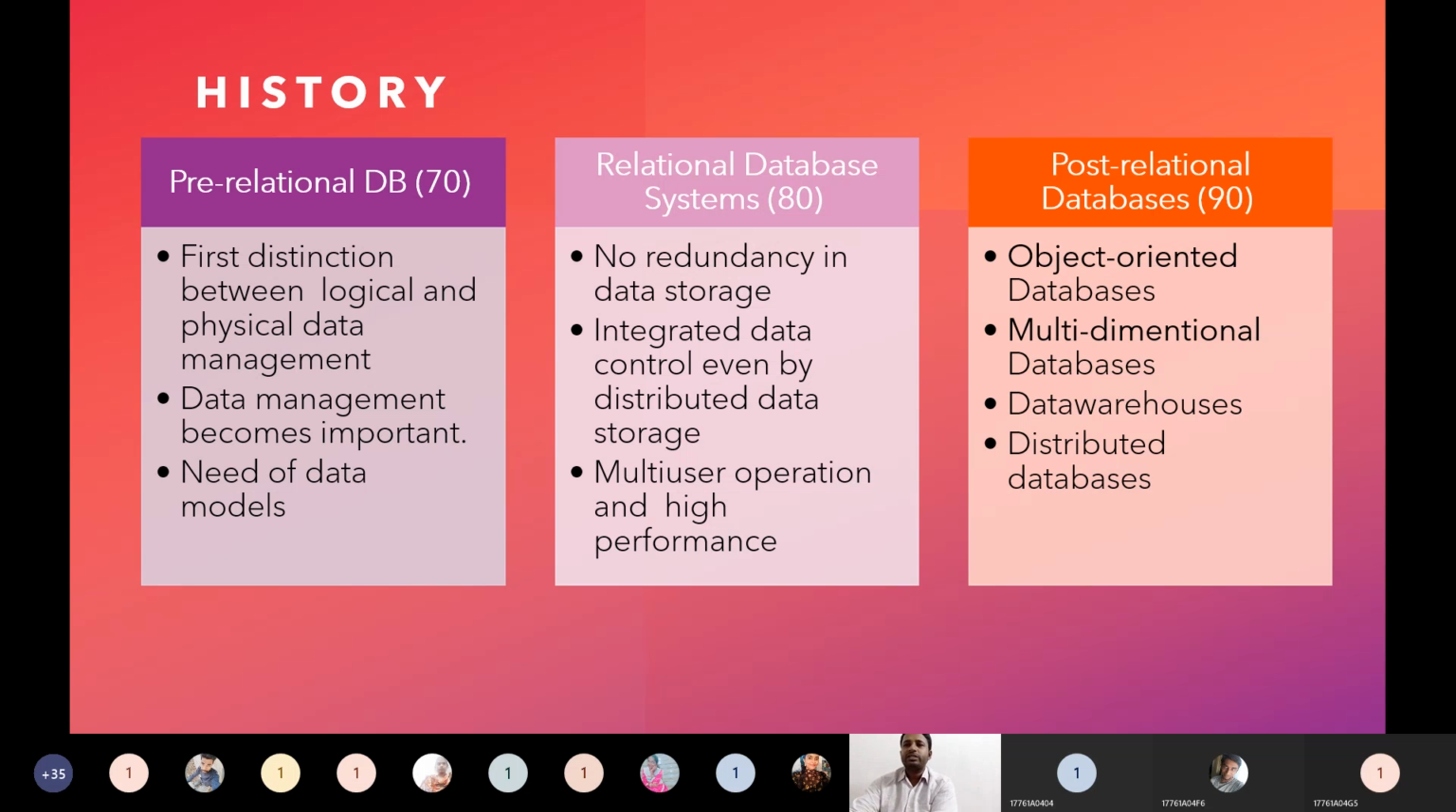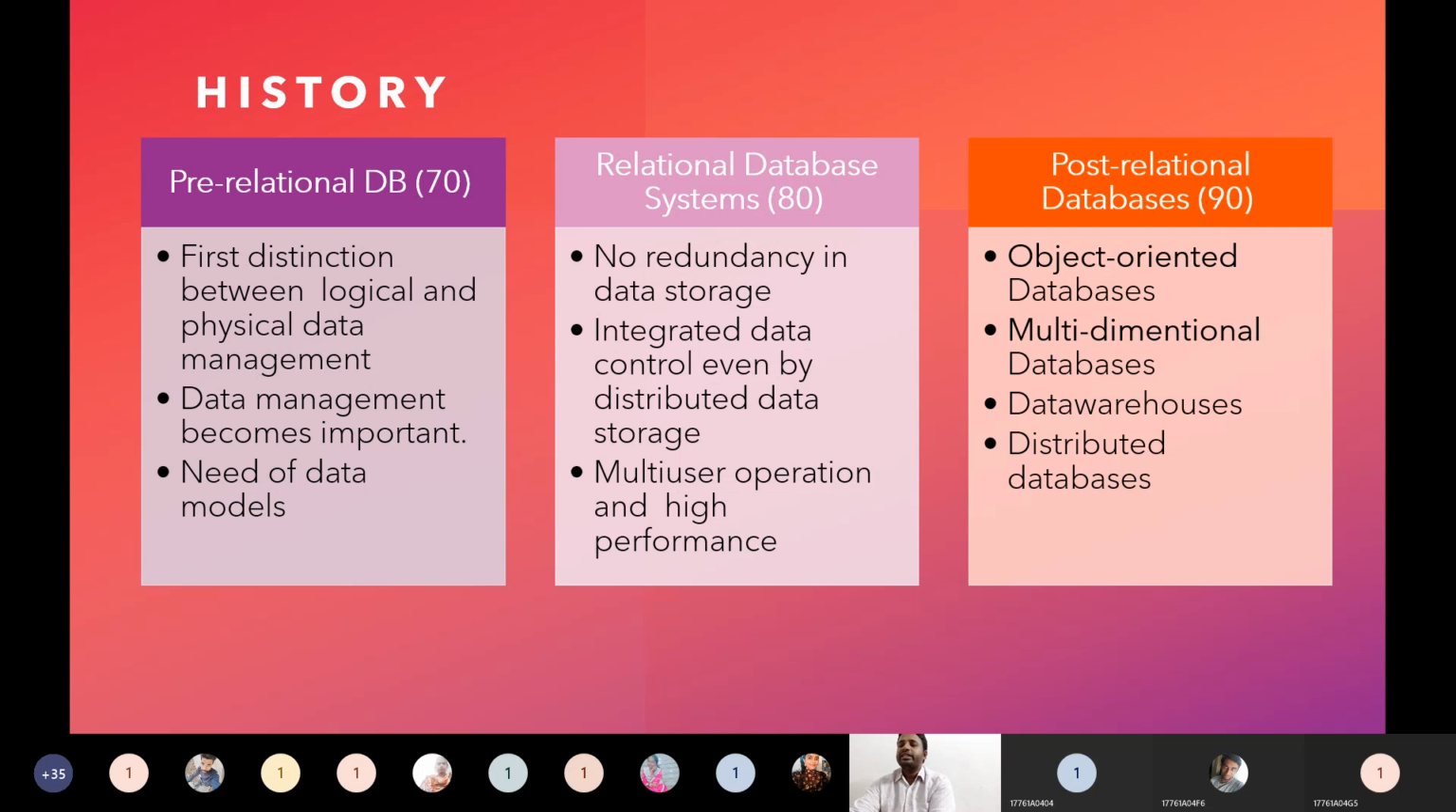Then in relational database systems in the 1980s, they concentrated on redundancy. They reduced the redundancy, no repetition of data in terms of storage, and there was integrated data control. That is nothing but we can store data in different places in a distributed environment, and all those things are controlled in a proper manner. And then multi-user operation: multiple users can access a database simultaneously with high performance. Those are the features that evolved during the relational database systems in the 1980s.